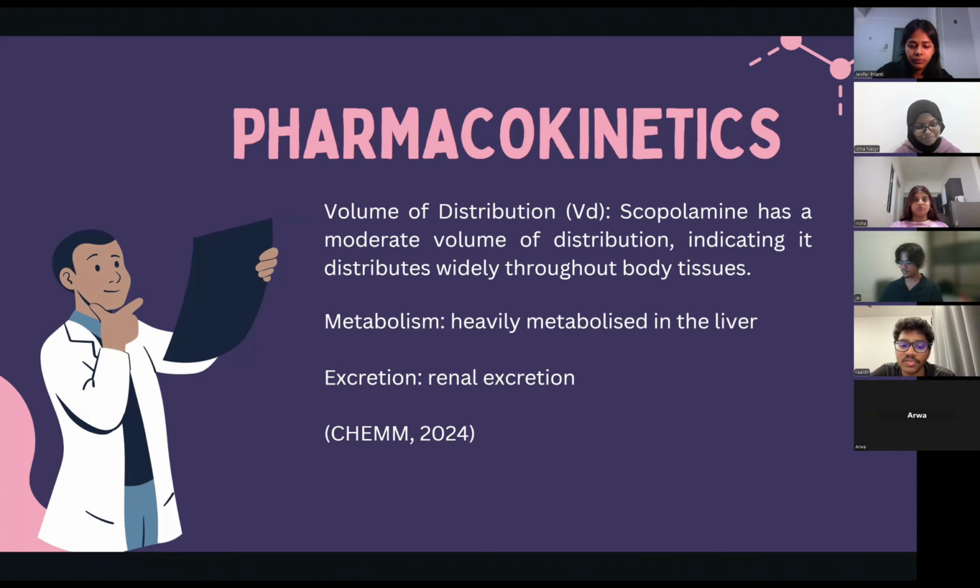Scopolamine is extensively metabolized in the liver. Primary metabolic pathways include hydroxylation and conjugation. The first-pass effect is significant when ingested orally, and this reduces its bioavailability.